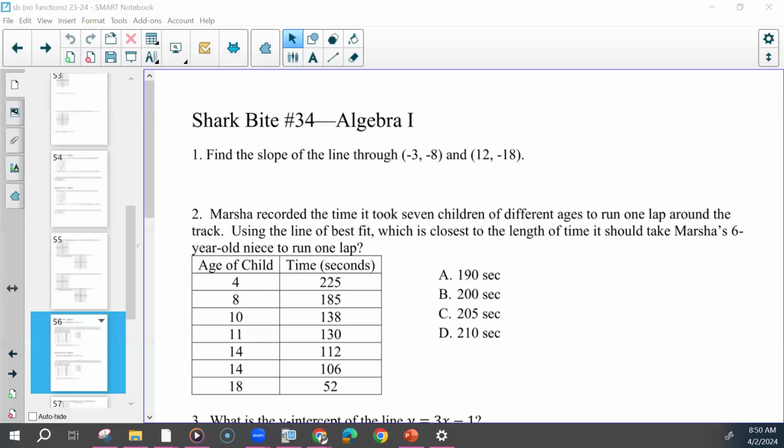All right, on the shark bite, which questions do we want to see you go over, have questions about? So majority twos and threes with some ones, so we'll do 1, 2, and 3. Those can all be done on Desmos.